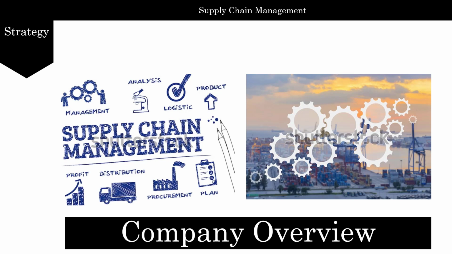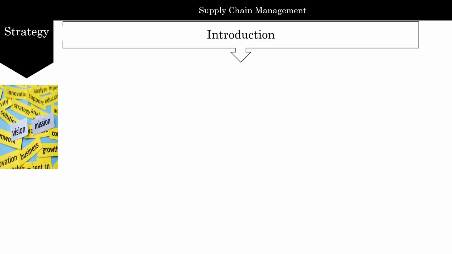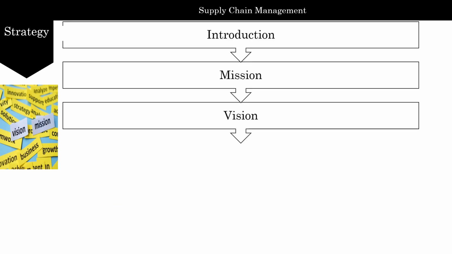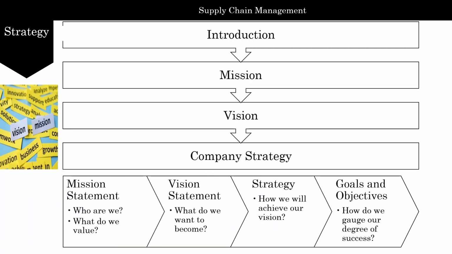Before we start talking about supply chain management, let us understand what we need to know about the company we are doing a project on. So we start with mission, vision, and company strategy. You will need to know who the company is at present, where it wants to go in the future, how it will achieve that future vision, and finally, how they measure their degree of success.